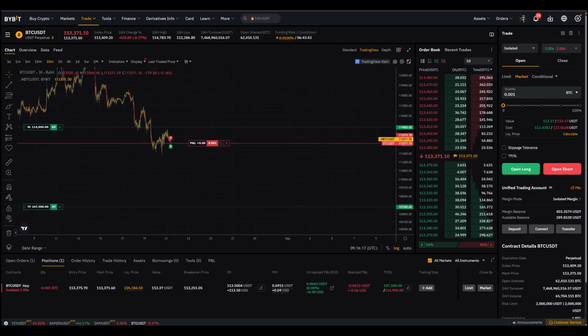So again, remember, a stop loss is not weakness, it is discipline. Professionals know their exit points before they enter a trade, especially when it comes to futures. So that's basically everything there is about setting a stop loss on Bybit when using market orders on futures.